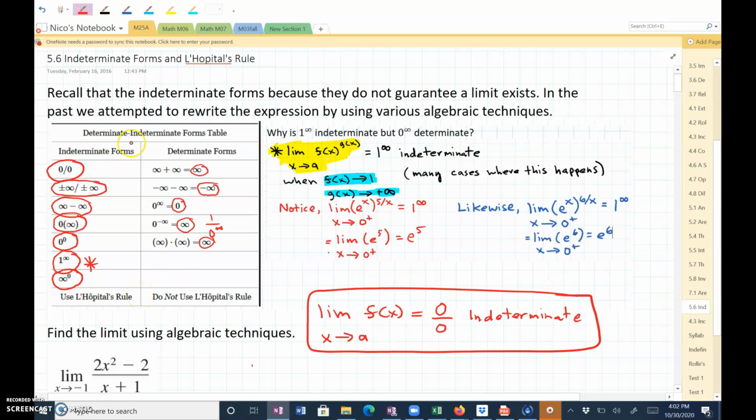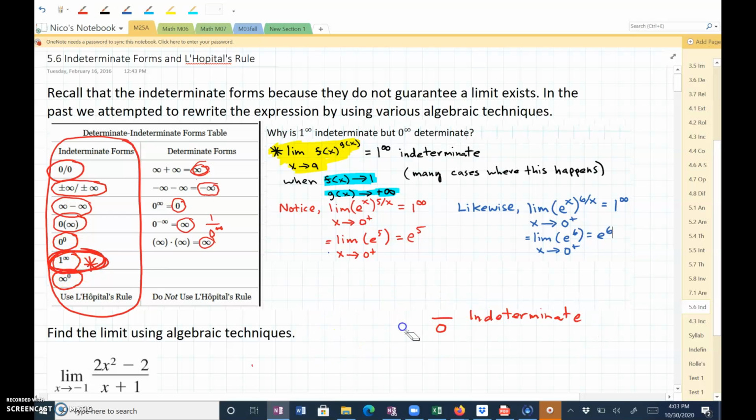All right, so for all the indeterminate forms, we're going to use L'Hopital's rule. We'll go over what that is in a moment. When you actually get the determinate form, when you actually figure out what the answer is, you're done. You don't need to do anything else. So let's do this special case here.